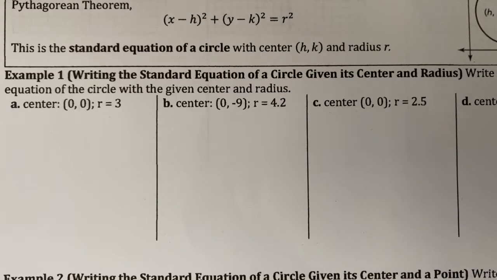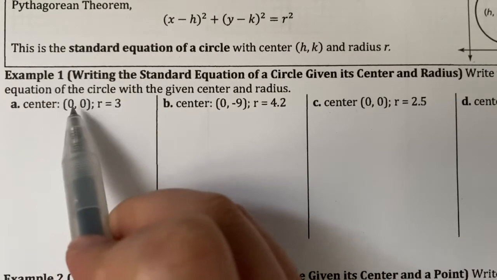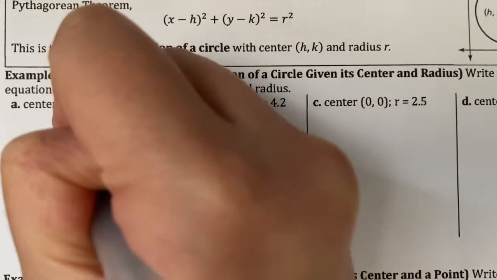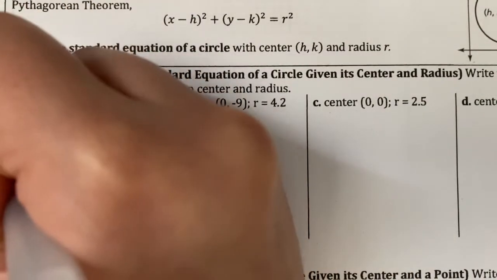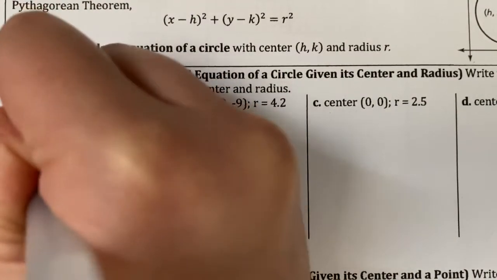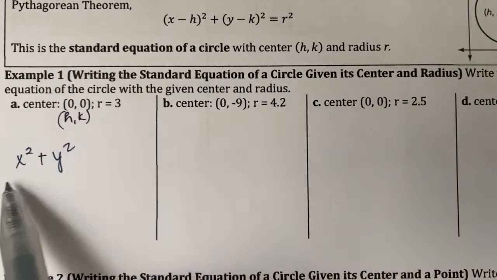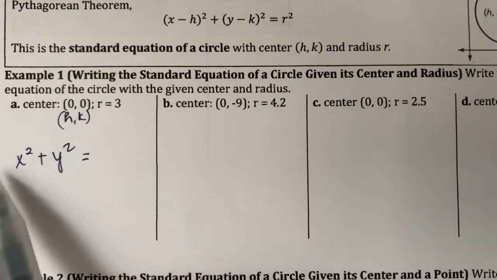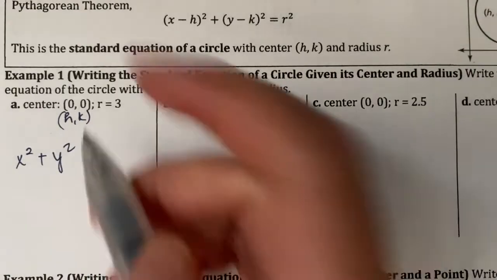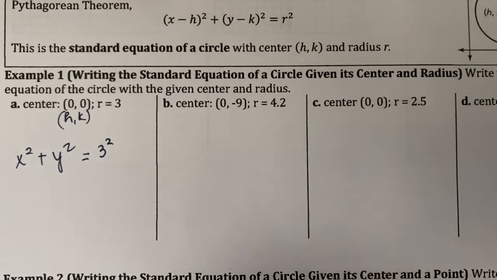In example 1, we are going to be given the center of the circle, and we're also going to be given the radius. So the center is going to be your point (h, k). For part A, our center is going to be at the origin. So because your center is at the origin, your equation is going to be in this form, x squared plus y squared, because x minus 0 is just x and y minus 0 is just y. And this is going to be set equal to your radius squared. Now we want to simplify that. 3 squared is 9.